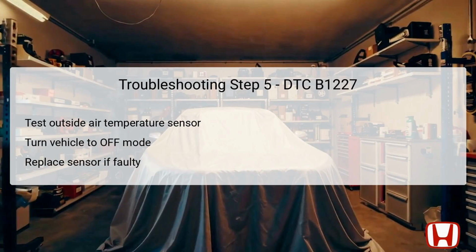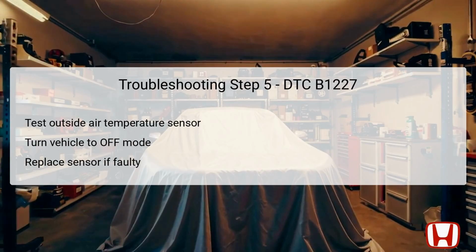The final troubleshooting step involves checking the outside air temperature sensor directly. Turn the vehicle to the off or lock mode for safety before performing the test. This step is essential for determining if the sensor itself is functioning correctly.